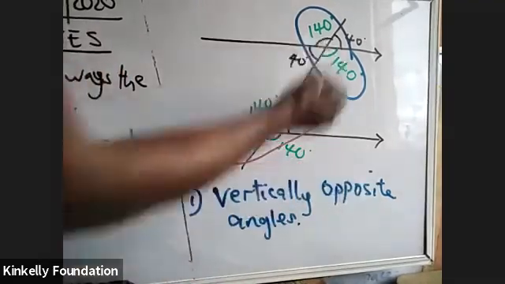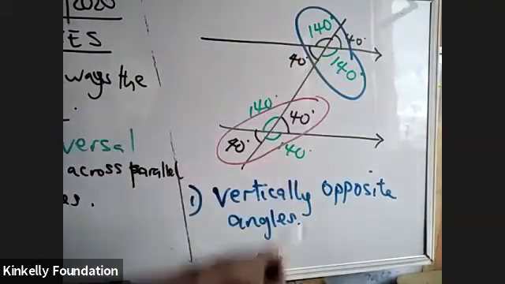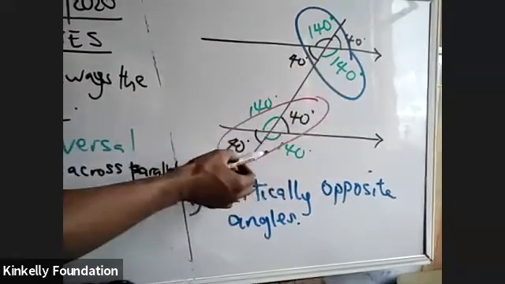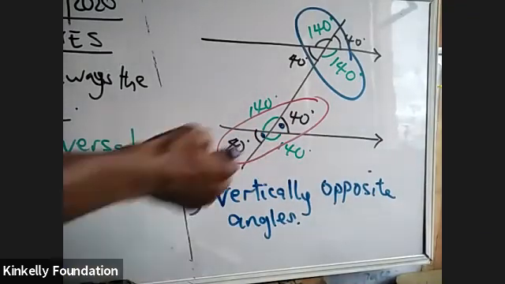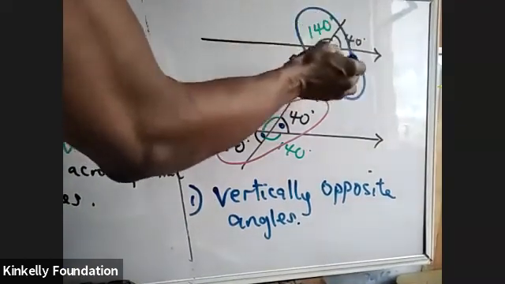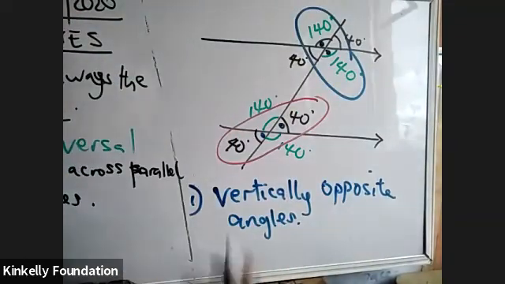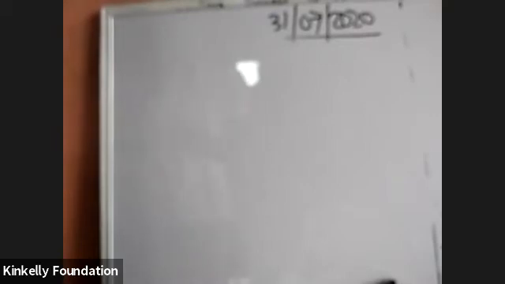When they cross each other, see, this one is 40, this one is 40. Even if we are not given this one, so far as these are intersecting lines, they cross each other. The angle here is equal to the angle here. You are seeing here also that the angle here is equal to the angle here. These are what we call vertically opposite angles. Now let's look at alternate angles.